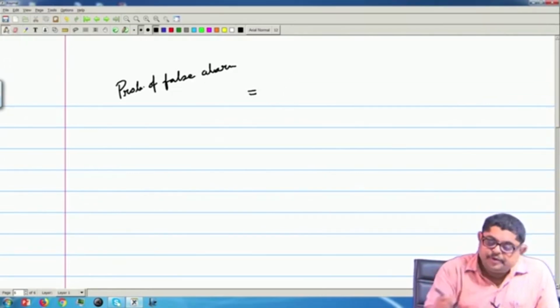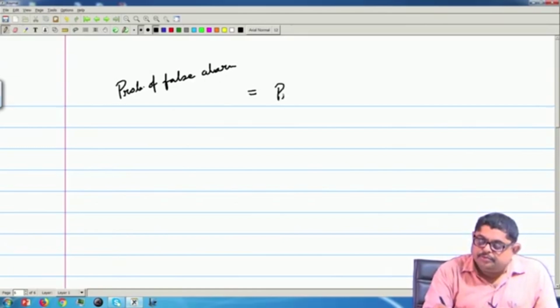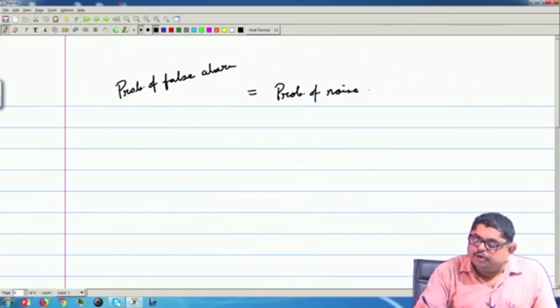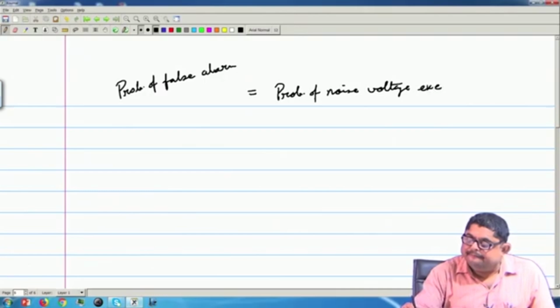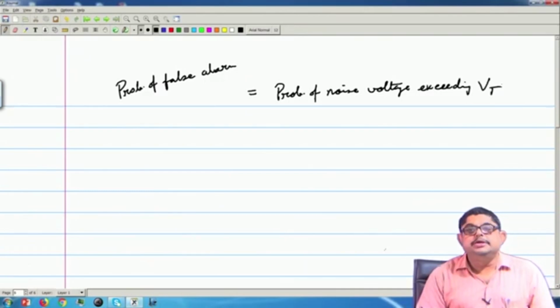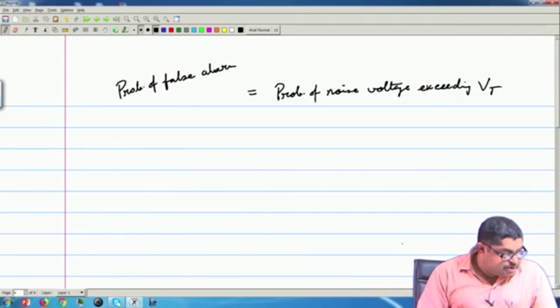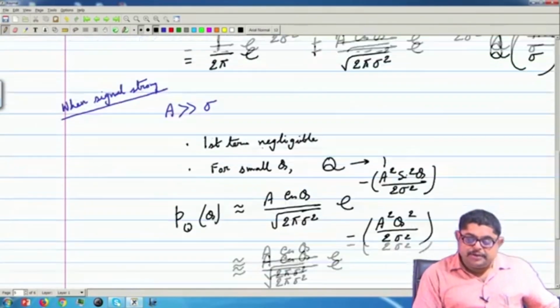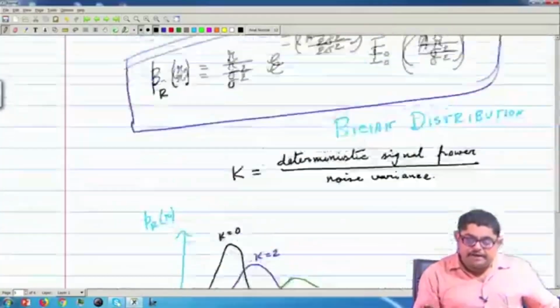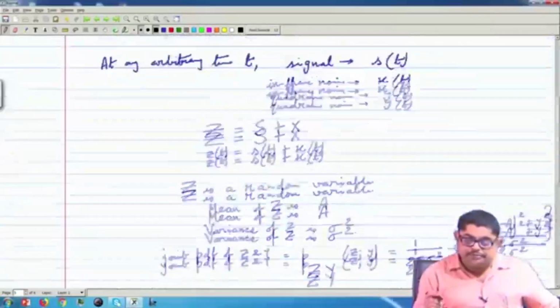Probability of false alarm means probability of noise voltage exceeding a threshold value Vt, because based on that threshold the radar is saying whether there is a signal. That is already seen in the case of Rayleigh, where we have found out this probability.